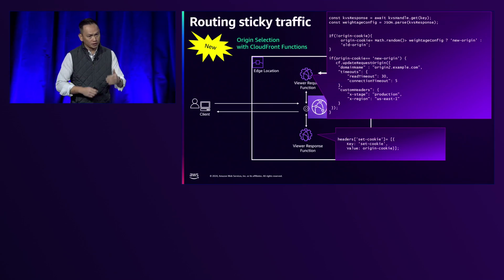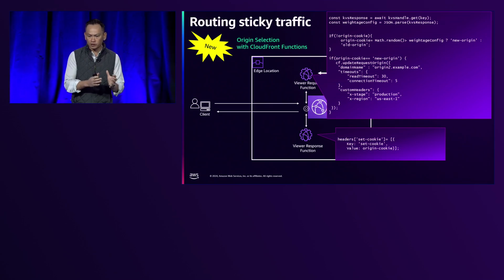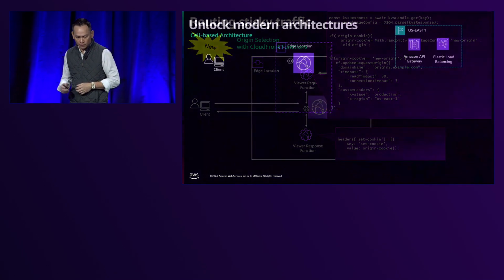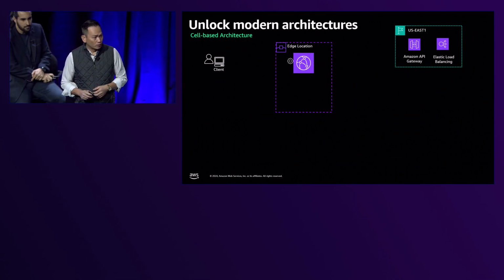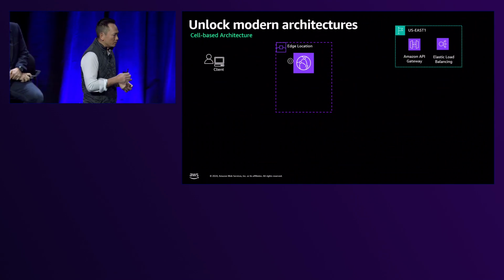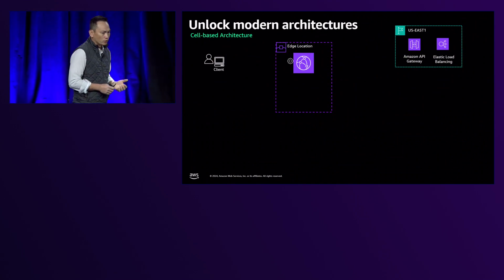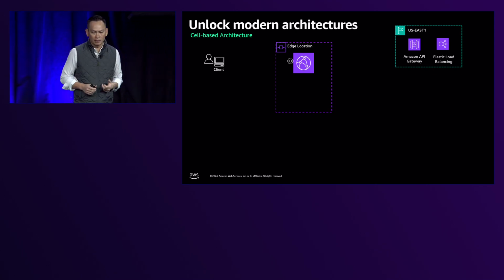So we're consistently adding more capabilities within each type of runtime that we have. Origin selection with functions is a new thing that also launched just before re:Invent. Okay, so that's how you can move traffic as you're making changes, whether it be a modernization or a migration for components of a web application.